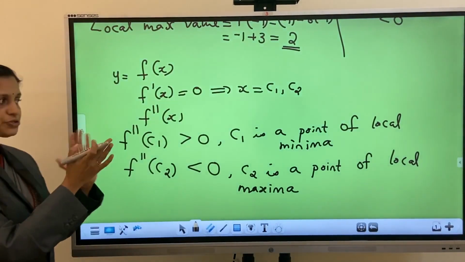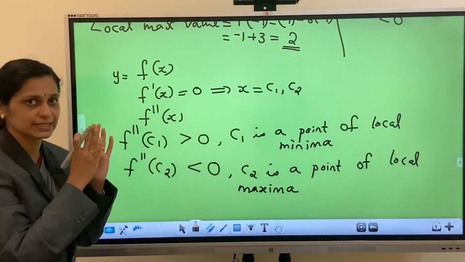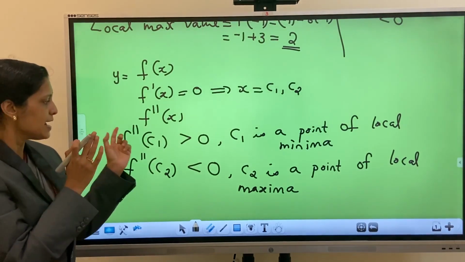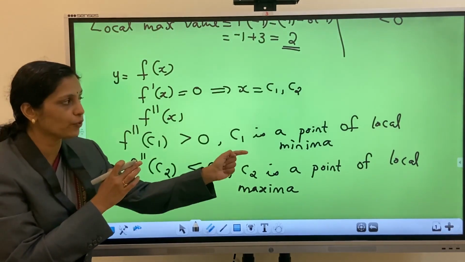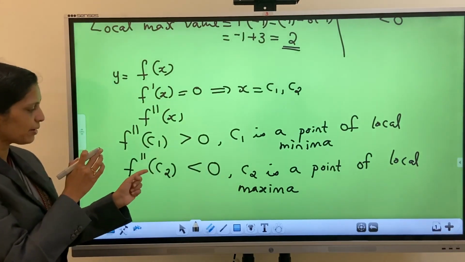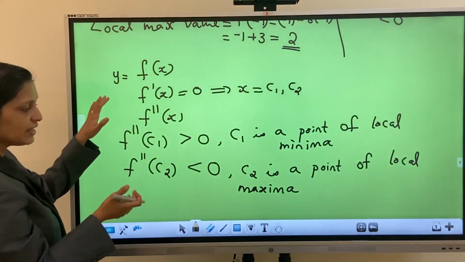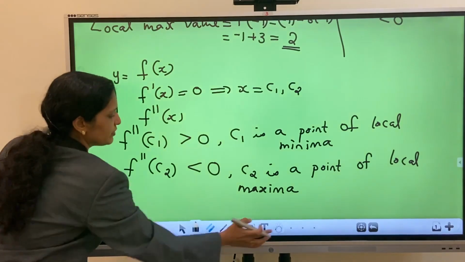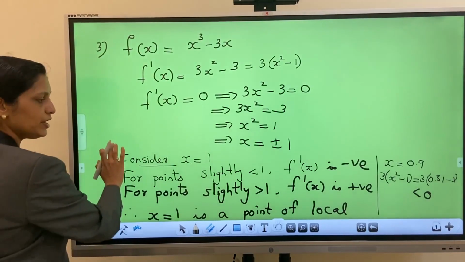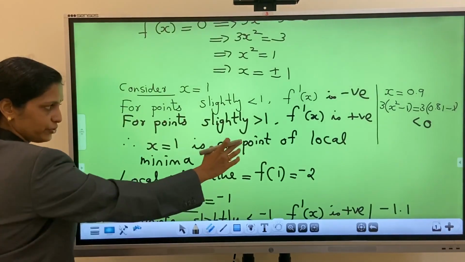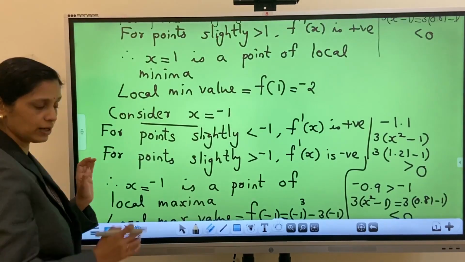Always we have a tendency to connect positivity with maxima and negativity with minimum. But here in the second derivative test there is a difference. If f double dash c1 is positive, then c1 is a point of local minimum. If f double dash c2 is negative, then c2 is a point of local maximum. We can verify this by taking the previous problem. F of x is equal to x cube minus 3x. We got x is equal to 1 as a point of local minima and x is equal to minus 1 as a point of local maximum.